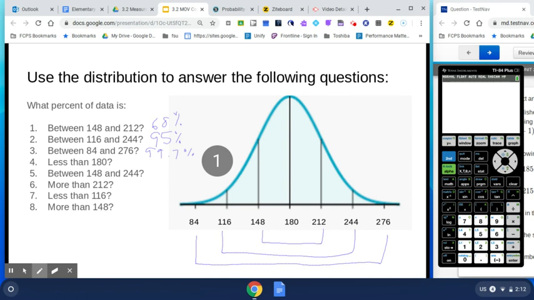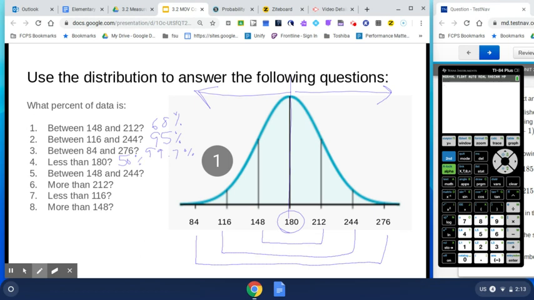So the first question, less than 180. If we find 180, 180 represents the mean of this distribution. But since it's symmetrical, it also would represent the median. Remember that the median cuts the data exactly in half. So that means 50% is going to be on the left and 50% on the right. So less than 180 would be 50% of the data.